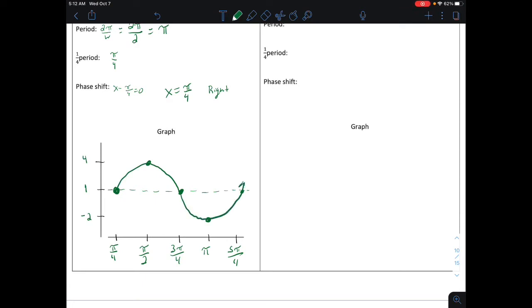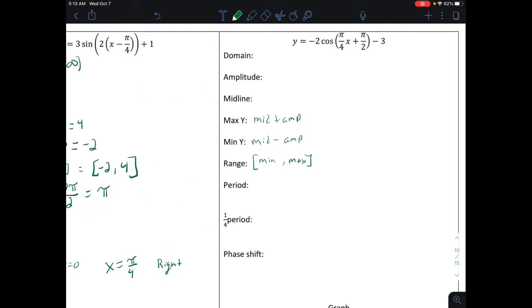And then remember, sine will continue on forever in both directions. And we have a graph of sine. Okay, now we're going to look at analyzing and sketching a cosine wave. And we'll start by finding the domain.